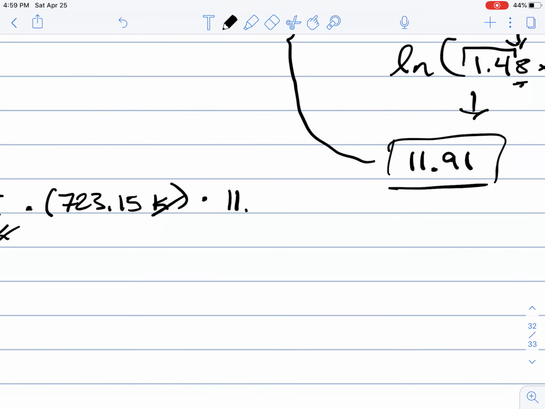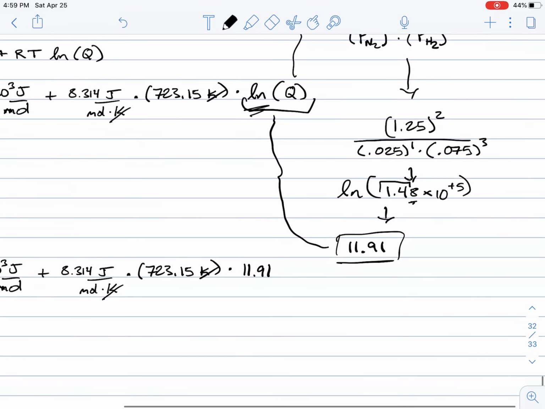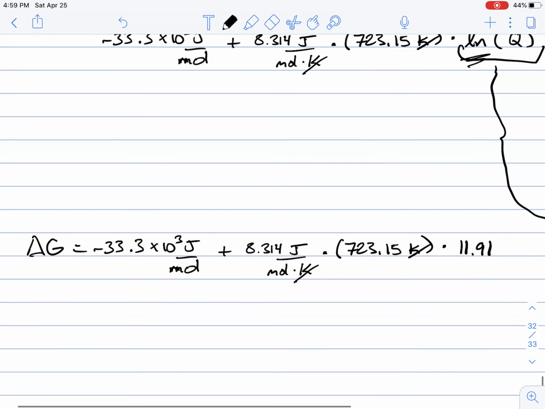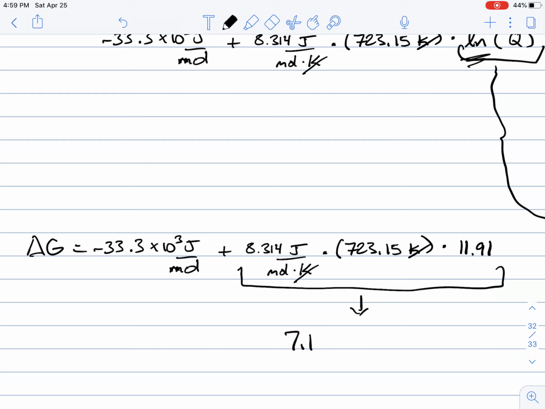So I'm just going to go ahead and put in 11.91 at the very end. Okay. So I've reduced that natural log Q to simply 11.91. Now I'm going to go ahead and multiply that by 723.15, and I'm going to multiply that by 8.314, and let's see what value I get. So all of this is going to be 7.158 times 10 to the positive 4.